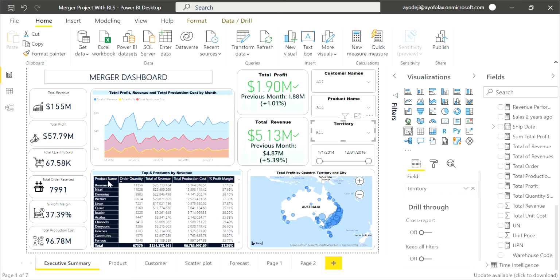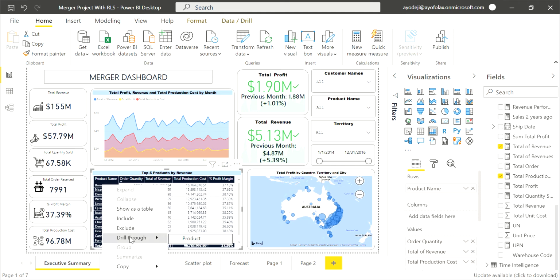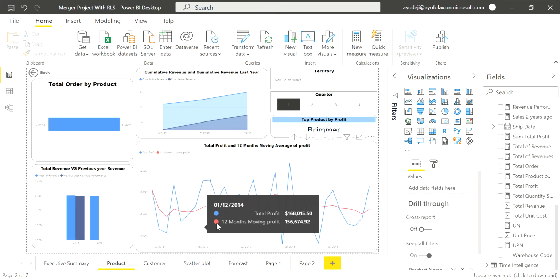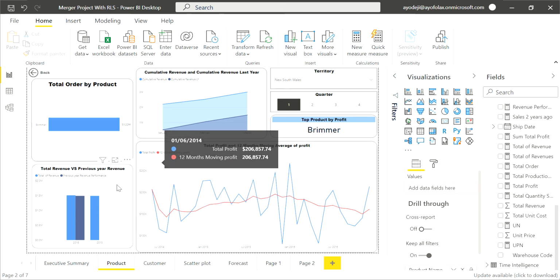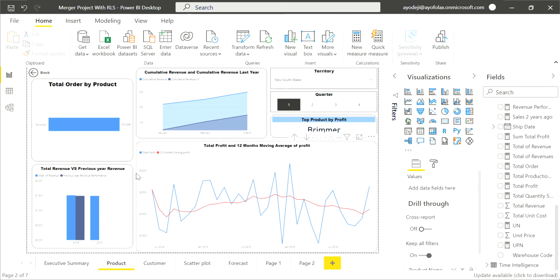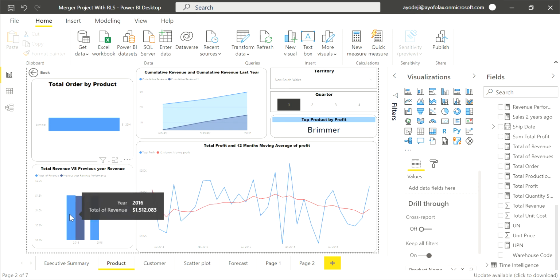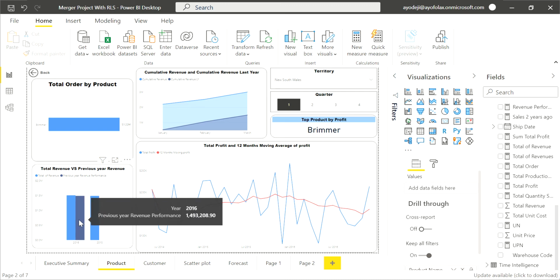This is the table showing the products by the revenue, the order quantity, the production cost, and the profit margin. We could drill through each table to take us to a separate report showing more information about the product. For example, this is the revenue versus the previous year revenue. In 2016, the total revenue of about 1.5 million was made, but it's higher than the revenue of the previous year.